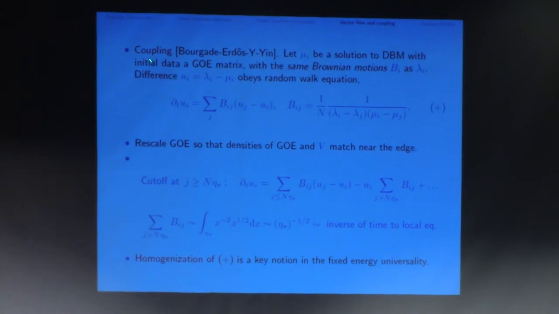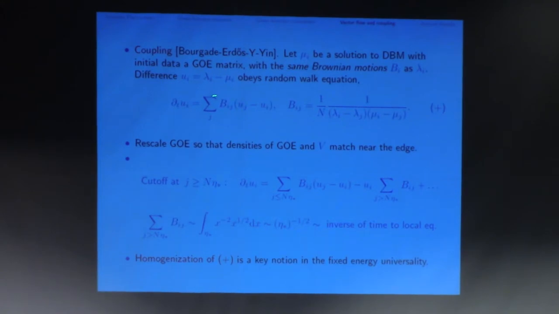It's all based on lots of these ideas, coupling and homogenization, also depending on how we cut off these dynamics in various ways. And finally, let me explain at the edge why the speed is the square root of eta star. So this is some explanation.